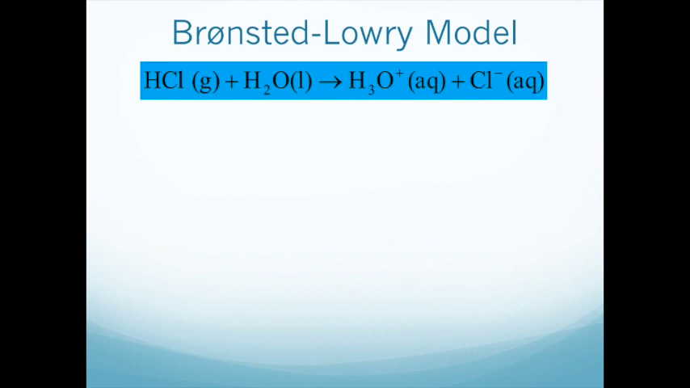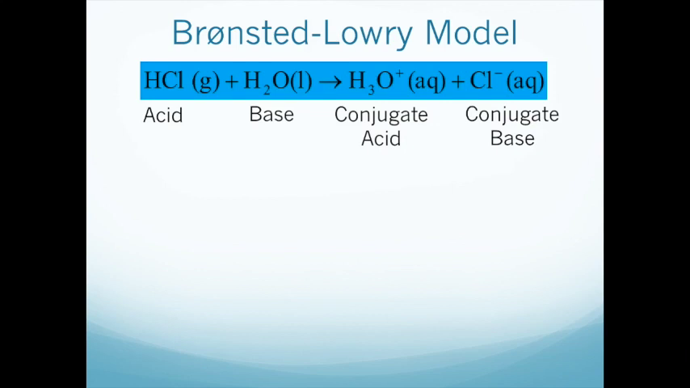So in the case of hydrochloric acid and water, we have hydrochloric acid as the acid. We have water as the base. And then we have H3O+ as the conjugate acid, meaning that after the basic water has accepted a proton from HCl, it becomes a conjugate acid, which could then donate its proton back to a negatively charged anion or base. And then the chloride is the conjugate base.